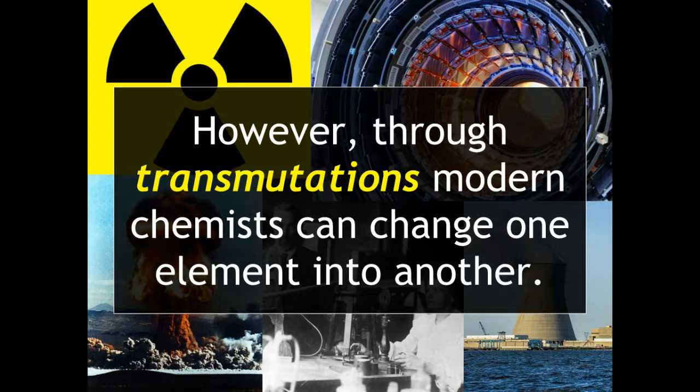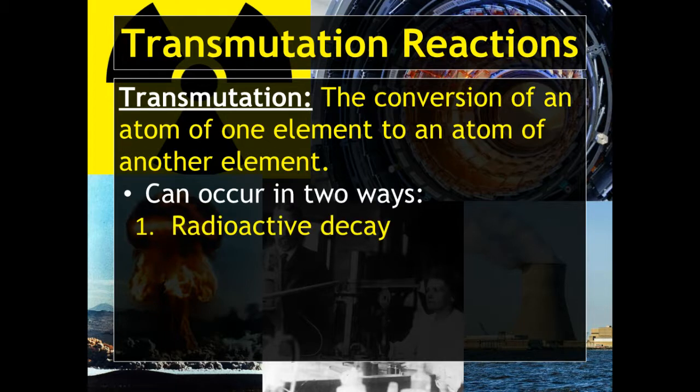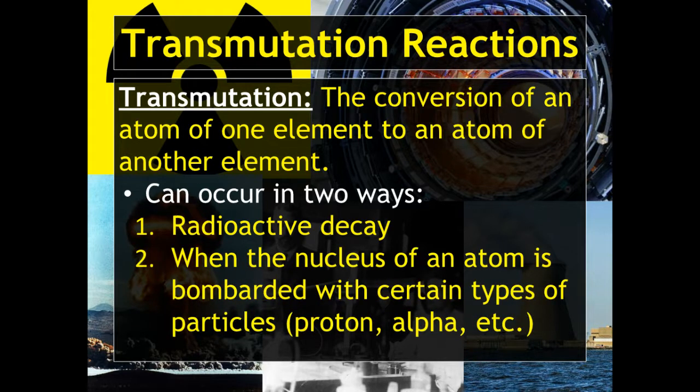However, through transmutations, modern chemists can change one element into another. And it's not easily done. So let's define it. The conversion of an atom of one element to an atom of another element is a transmutation. This can occur in two ways. Through radioactive decay, we've talked about that yesterday, and when the nucleus of an atom is bombarded with certain types of particles like protons, alpha, beta, gamma reactions, etc.